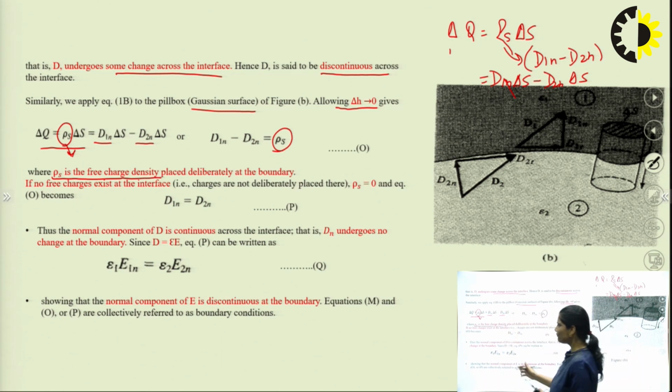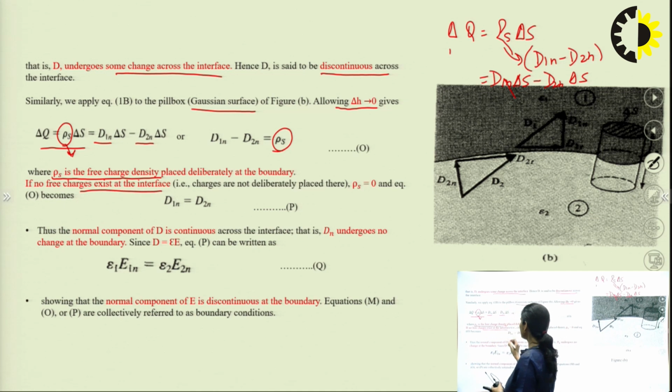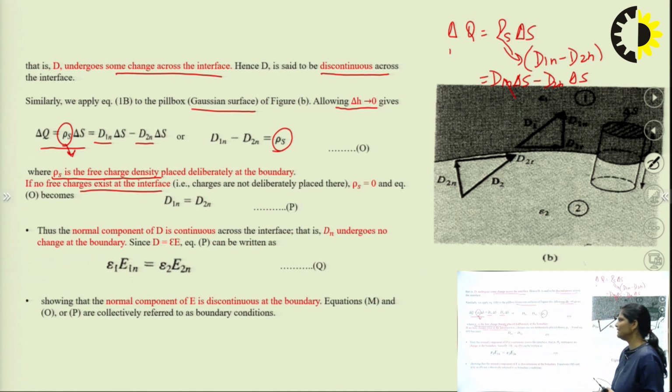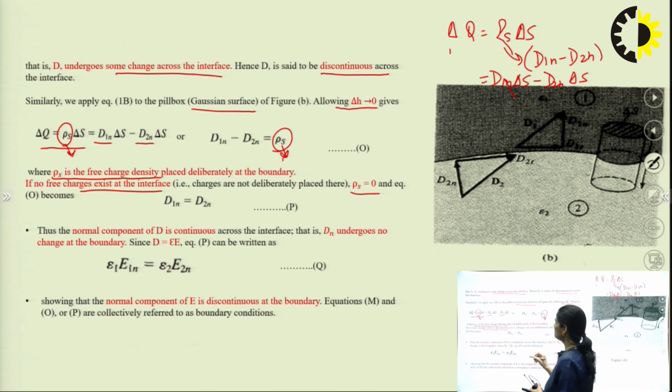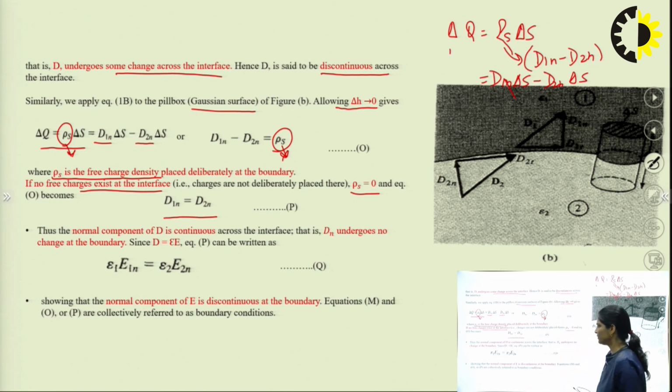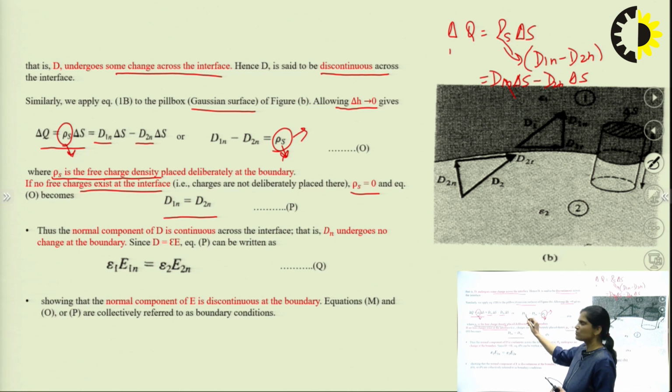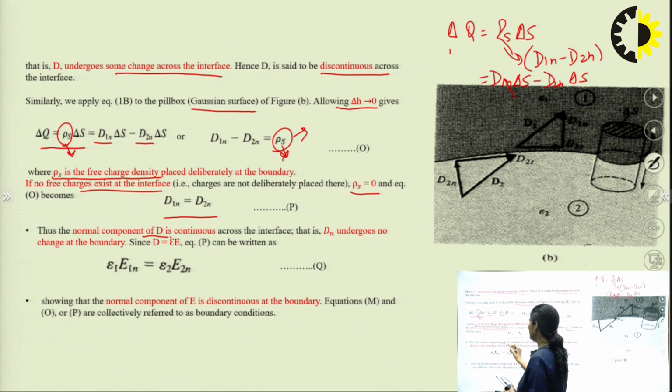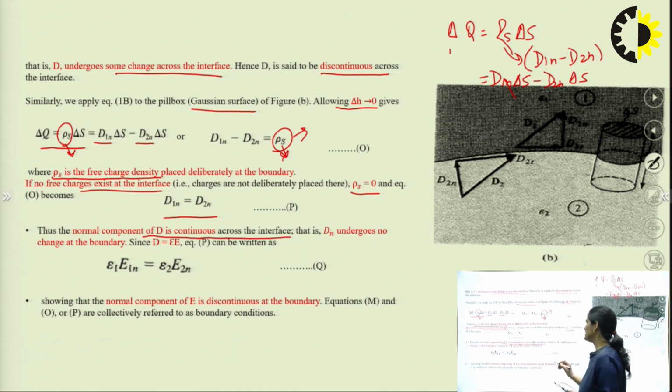Now if no free charges exist at the interface, then charges are not deliberately placed there. It means what? Rho S is equal to 0. If rho S is equal to 0, it means D1n is equal to D2n. So from this equation, if you put rho S equal to 0, D1n is equal to D2n. Now the normal component of D is continuous across the interface. It means Dn undergoes no change at the boundary.